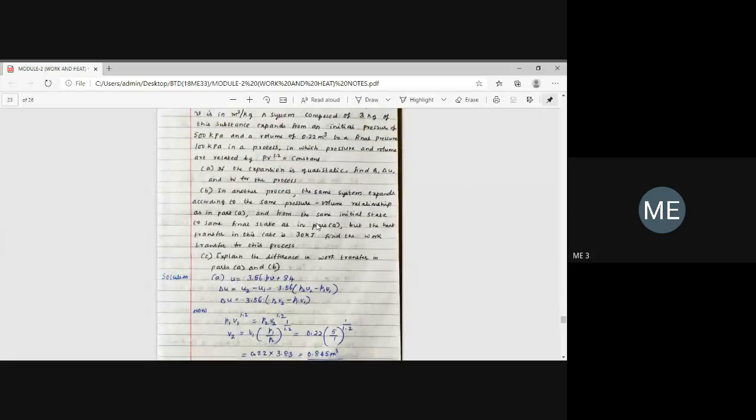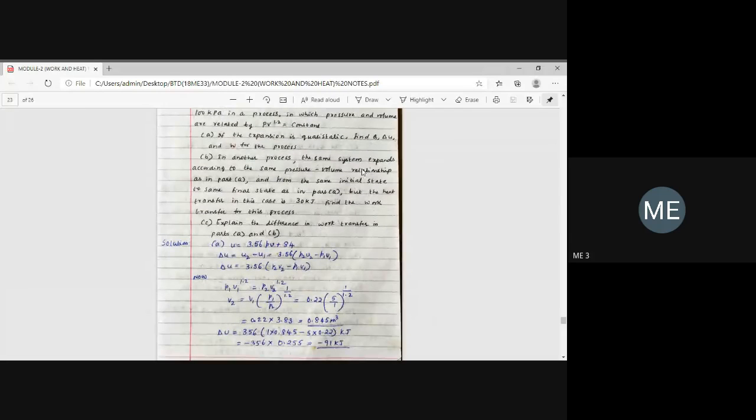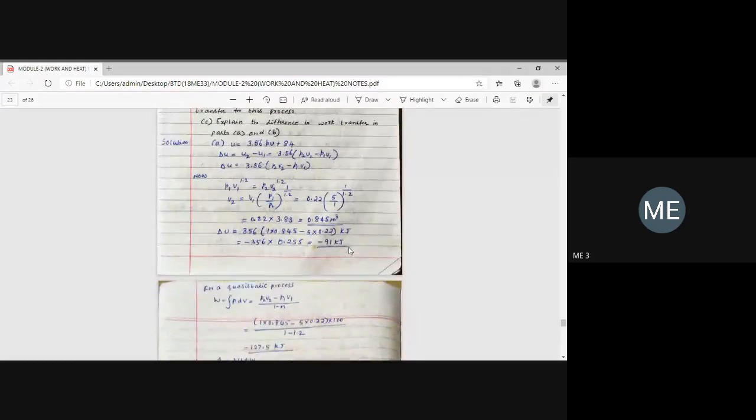We don't know the final volume; we just have to find out the final volume. The process pressure and volume are related by PV raised to 1.2 equals constant. Whenever they give it like this, it is a polytropic process and N is 1.2. So if the process is quasi-static and reversible, find out the value of Q, delta U, and W for the process. First you have to find out, and I'll explain how. U is given as 3.56 PV plus 84, the standard equation.